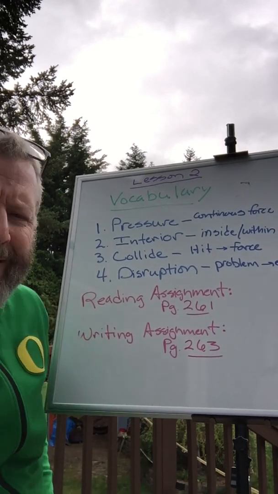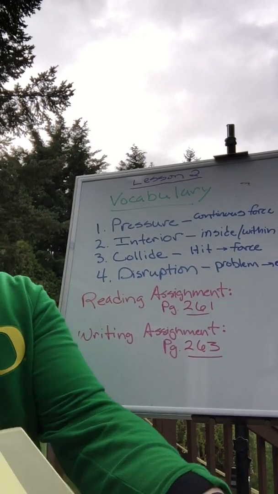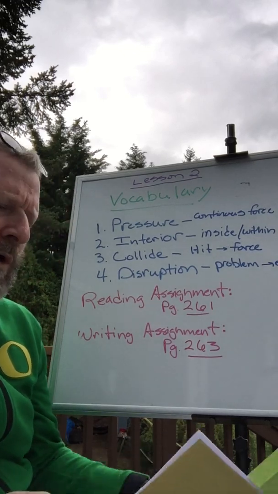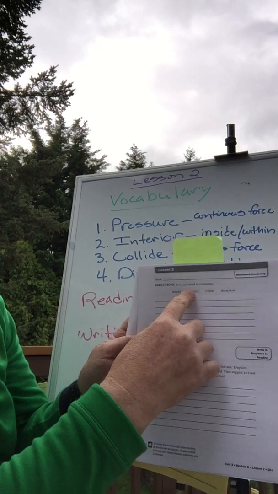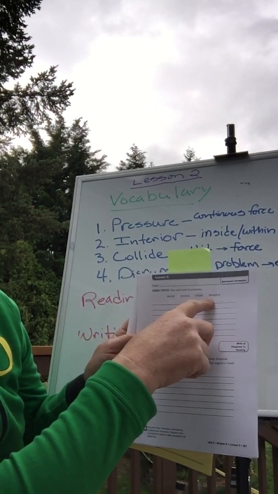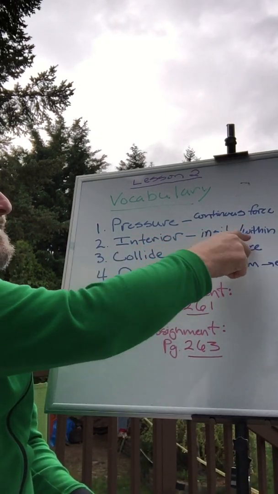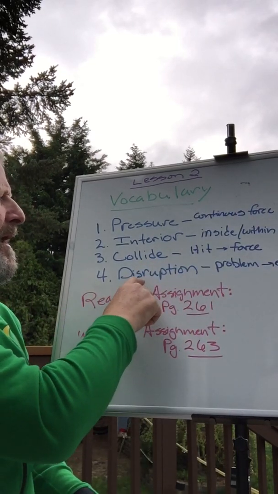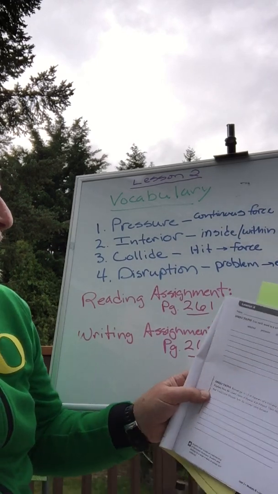And remember that connected to this reading, we have your reading assignment, which is to go to the Reader's Writer's Journal. You are to go to page 261, lesson 2. The directions are, use each word in a sentence: interior, pressure, collide, disruption. We've gone over this. Remember, pressure is continuous force. Interior is inside or within something. Collide, when you hit, and then a force is a result. And a disruption is a problem connected to an event. Please write a sentence using those words.